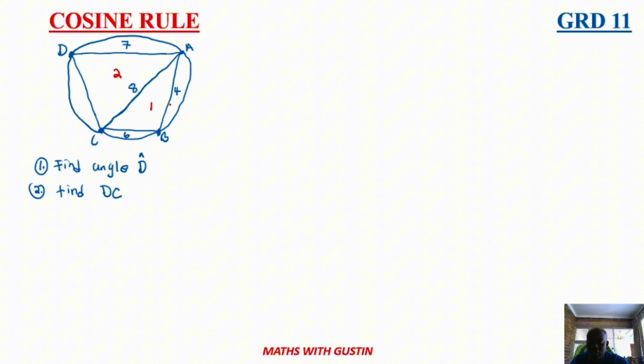Now let's look at this one. It says find the angle D. It is asking us to find this angle here and also to find side DC, which is this side right here. If you look at the two triangles, the one that has a lot of information is triangle number 1, so I am going to start there so that I am able to deal with the first triangle.